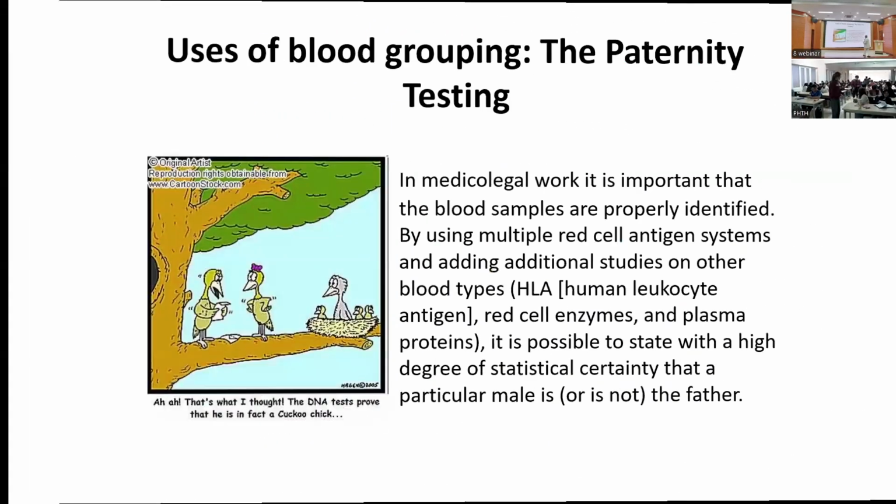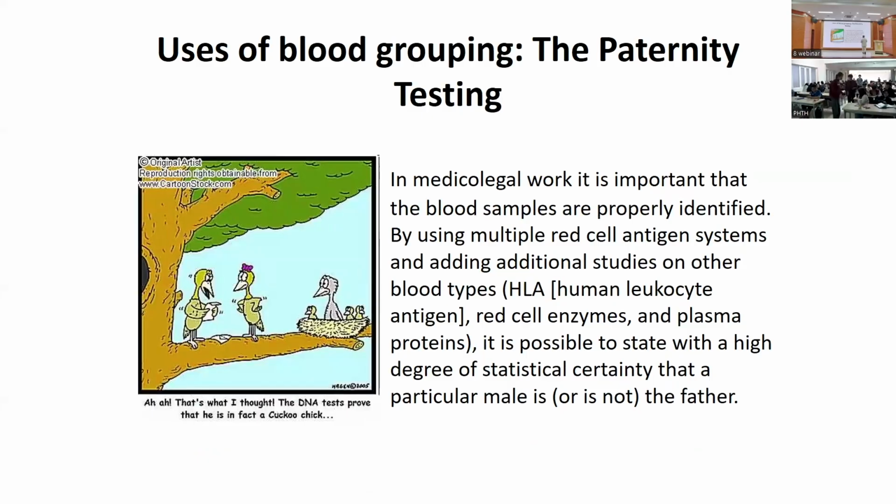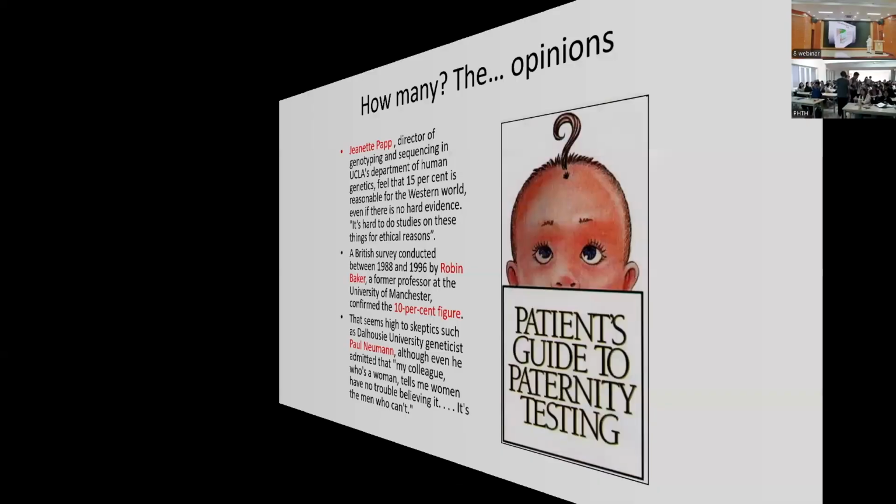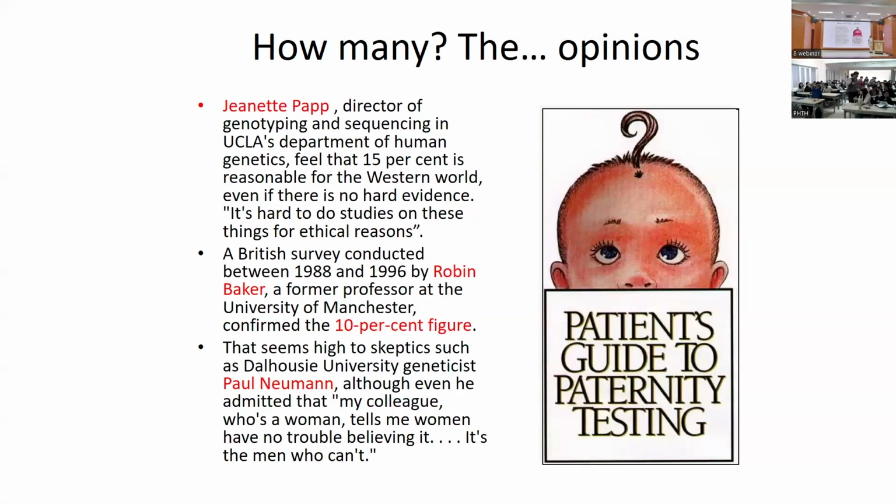And several articles have been published. So you can also make it more complex, even more careful, using the immunological system like the HLA. And this is, again, repeating the 10% figure.